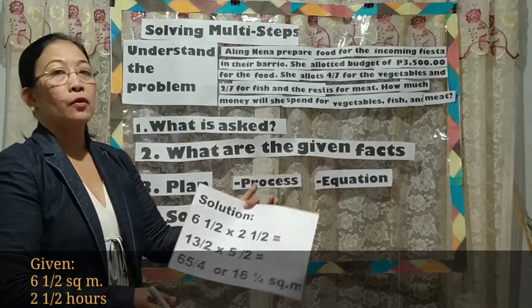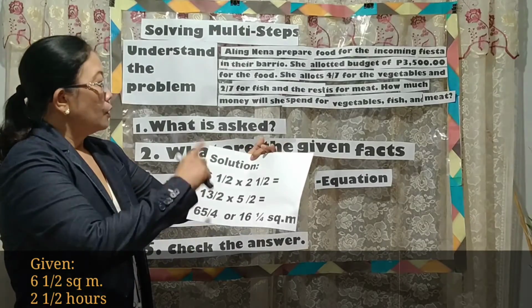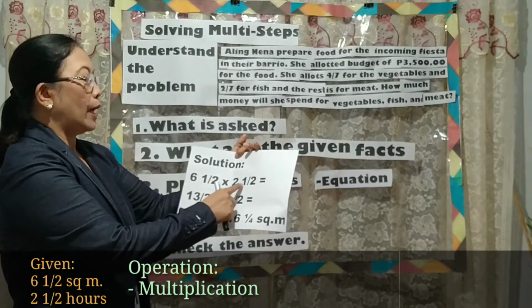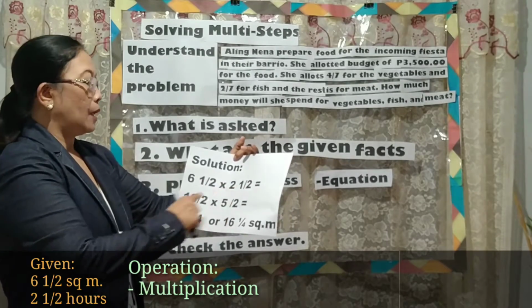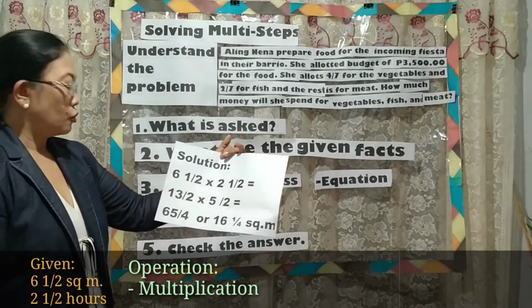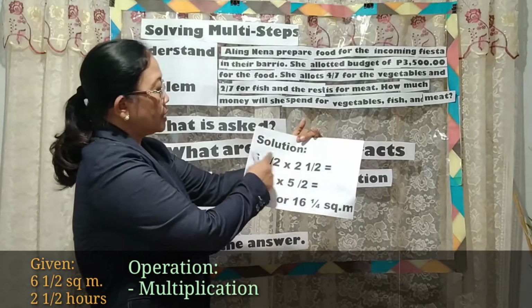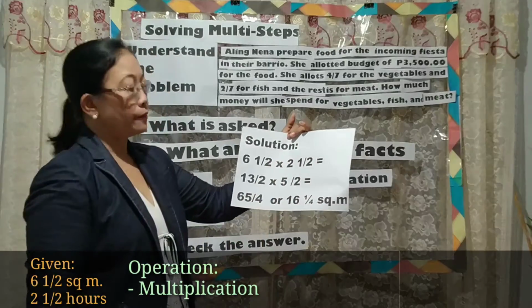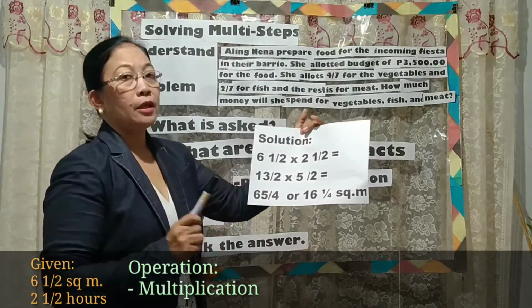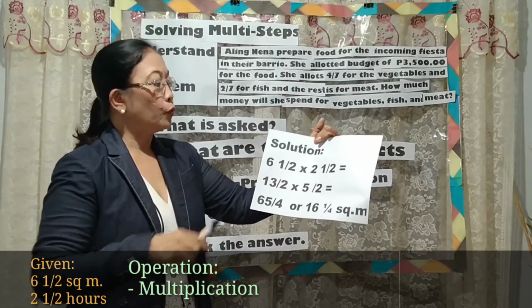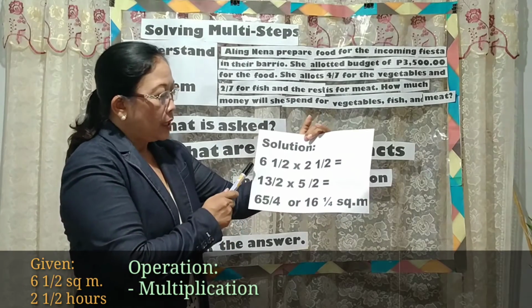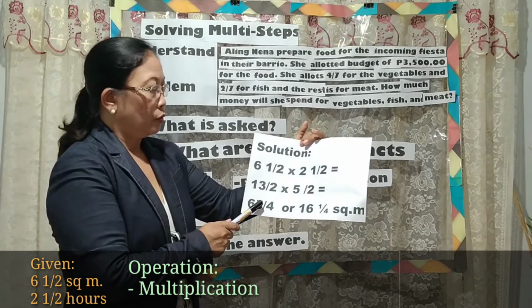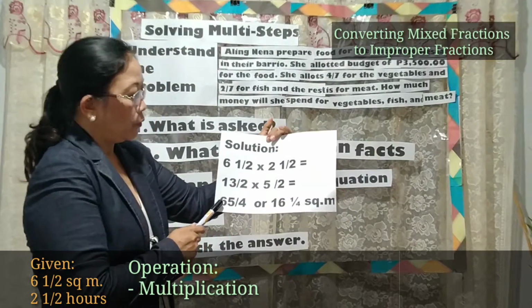So how are you going to solve that? So yung 6 1/2 times 2 1/2. So you multiply. It involves multiplication. So this is a mixed fraction multiplied by another mixed fraction. So the first thing you are going to do is to convert or change the mixed fraction into an improper fraction. O, ulitin natin paano nga natin ginagawa yon.